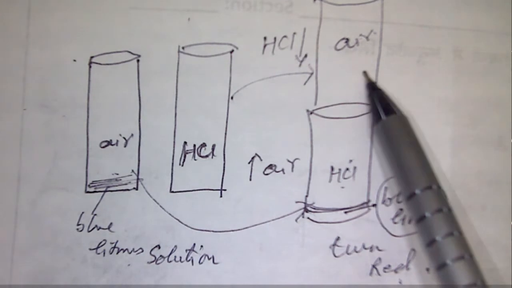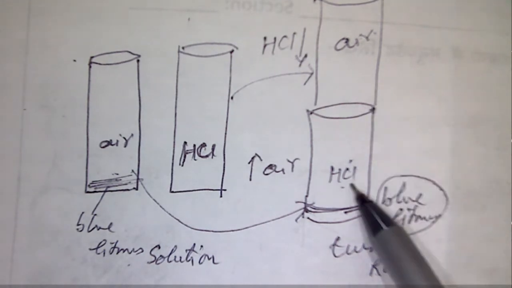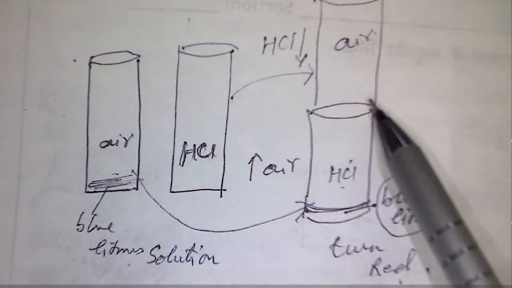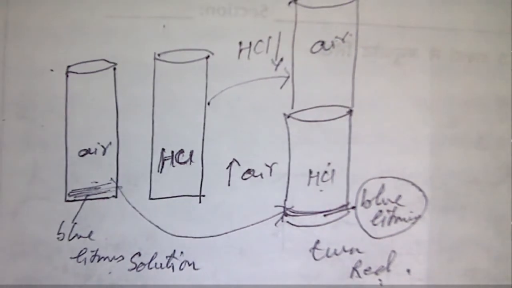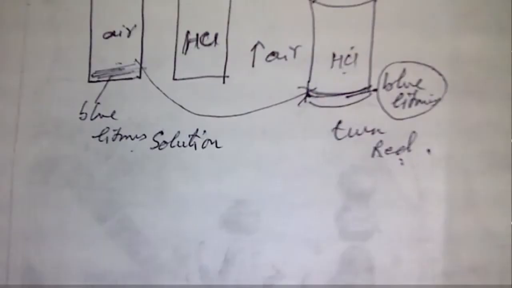That means HCl, which was present above, has moved downwards because it is heavier, and air has moved up. So since HCl has come down, the blue litmus solution turns red. This is what you have to write down. Clear? Any problem? No. So all these things are very clear. Then we go to the next thing.